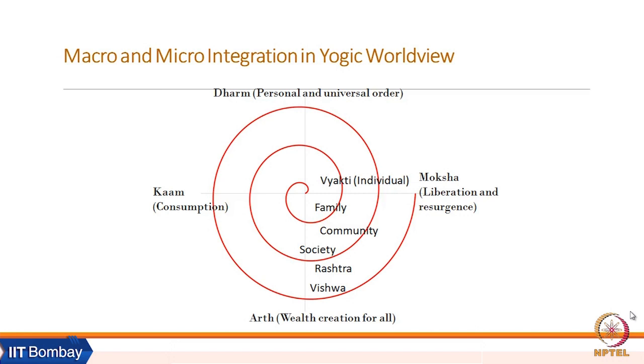So, vyakti, the one which is expressed, is different from the individual. For the individual, the yogic tradition talks about the term vyakti. Vyakti means represented. It is representing the universal consciousness. That's why it is called vyakti. So, vyakti constitutes family, which is not only a biological unit but also a social unit. That constitutes community, and community constitutes society. So, there is an integration, a progression in the different entities of society.